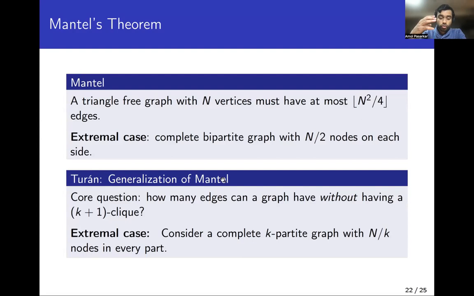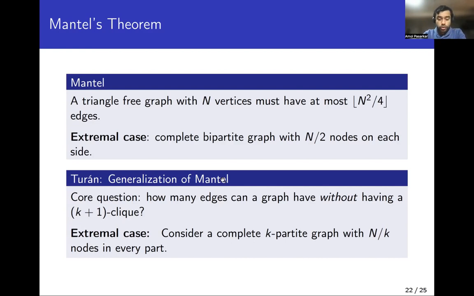And to understand this extremal threshold of n squared over 4, it's useful to consider the case where you have a complete bipartite graph with n over 2 vertices on each side. That is, you have n over 2 vertices on each side of the bipartition, and you generate every single allowed edge between these two groups of vertices. That gives you n squared over 4 edges.